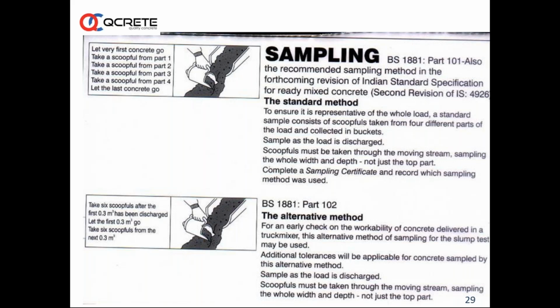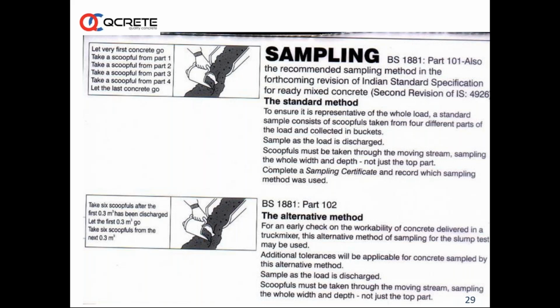Now the other method, ASTM, also follows a similar method actually. They say the first 15% has to be left, the last 15% has to be left, and in between we have to take the concrete. Before that, we have to remix the truck actually. Several revolutions have to be done before we start unloading the concrete into the pump and taking the sample actually.